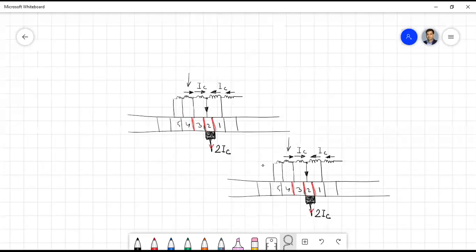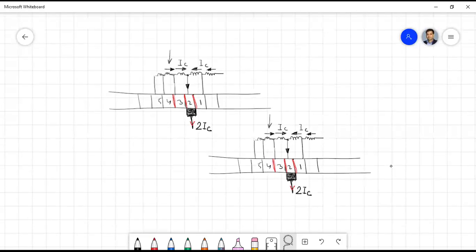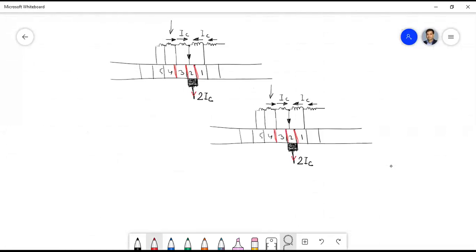Now, in the next instant, suppose the commutator is rotating. In which direction is it rotating? Let us say the armature or the commutator is rotating in this direction. That means the brush is fixed in space, so the brush cannot stay at that point. With respect to the armature and the commutator, the brush will move. Suppose the brush has moved to the left.